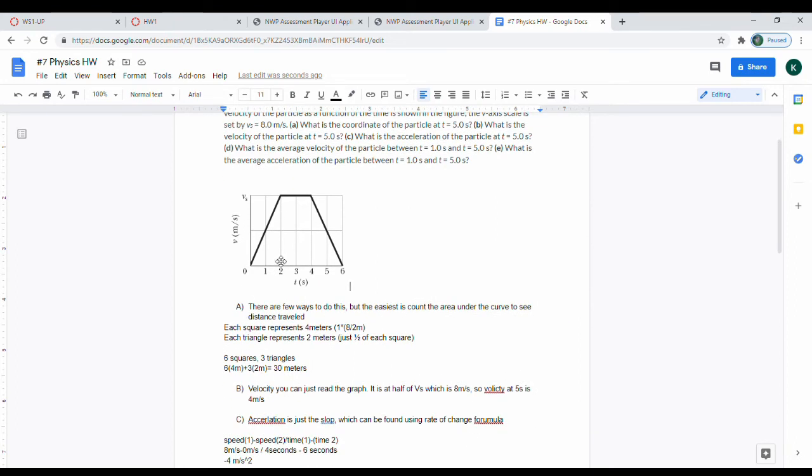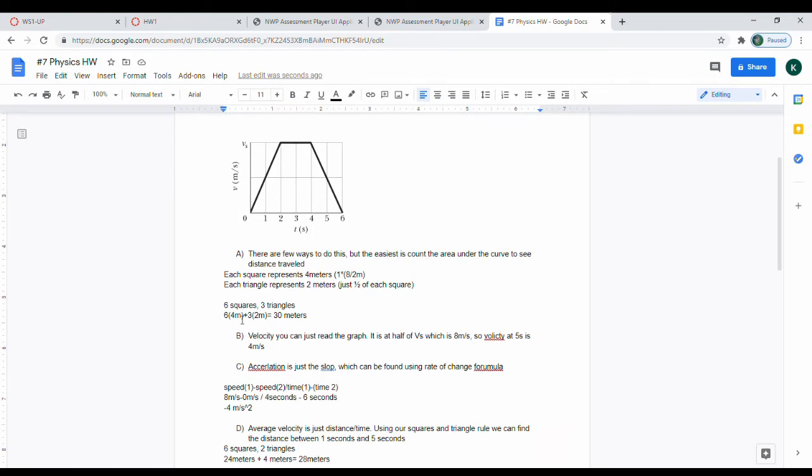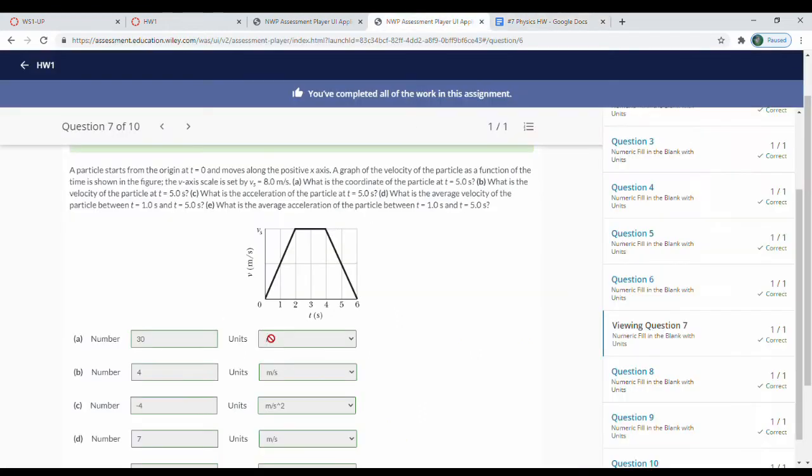So if we were to count, there's 1, 2, 3, 4, 5, 6 squares from 0 to 5, and 3 triangles. 6 times 4 is 24. 3 times 2 is 6. Add them together, 30 meters.